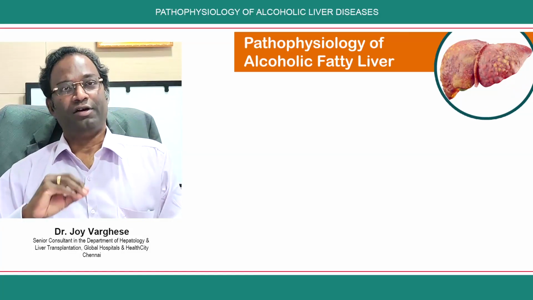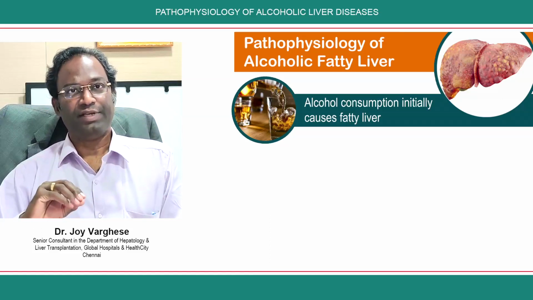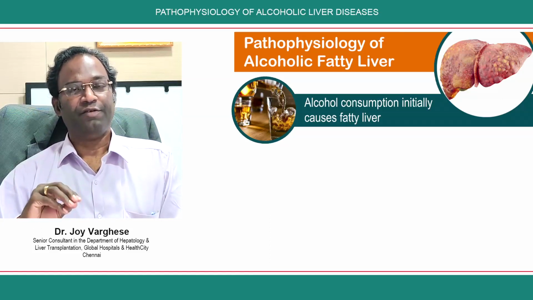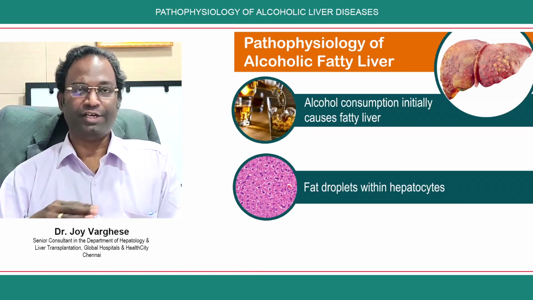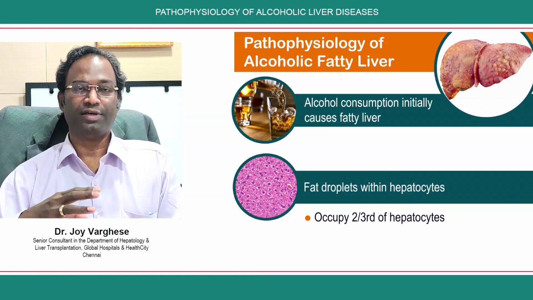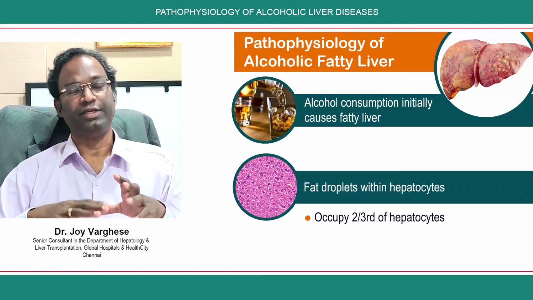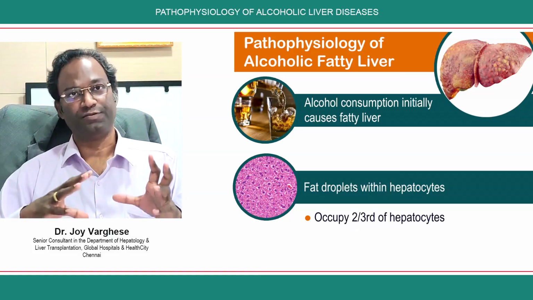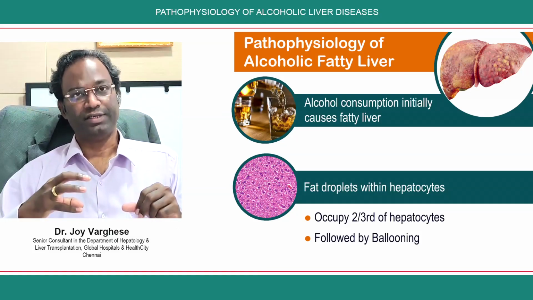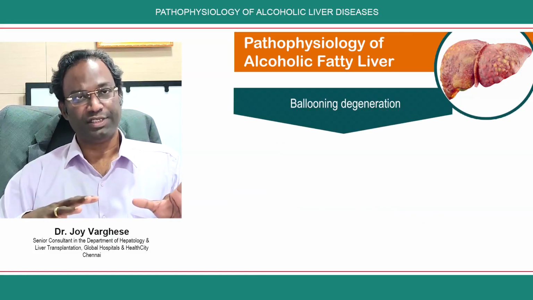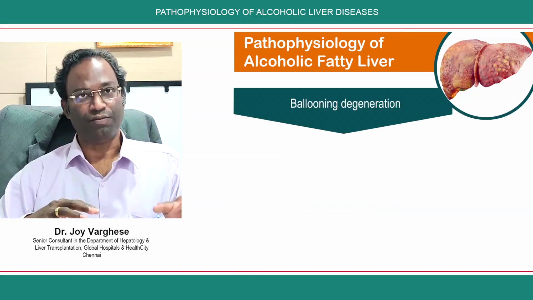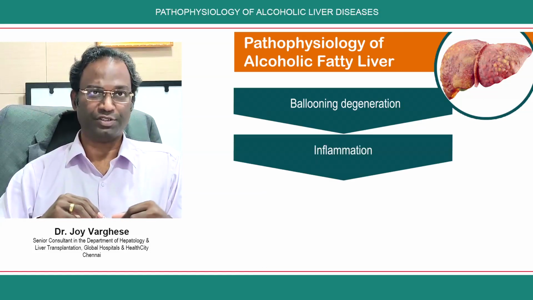In this video we are going to look into the pathophysiology of alcoholic liver disease. Normally, alcohol will first cause fatty liver. Fatty liver means the deposition of fat droplets within the hepatocytes. First it will be one-third, then it occupies two-thirds of the hepatocyte, and at one point the hepatocyte is totally filled with fat droplets, that is called ballooning. This will go for degeneration, called ballooning degeneration, and it will attract the foreign body response, then the inflammation process.